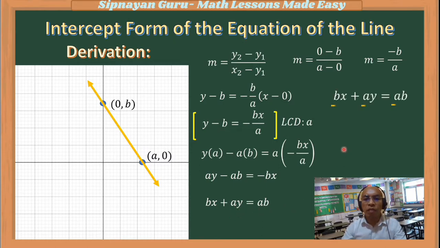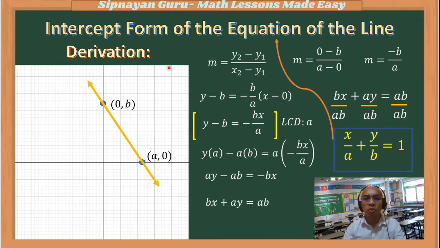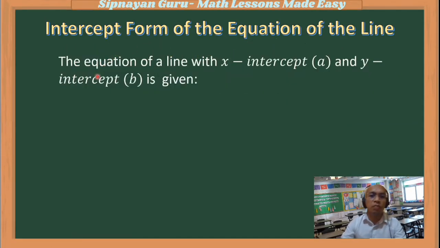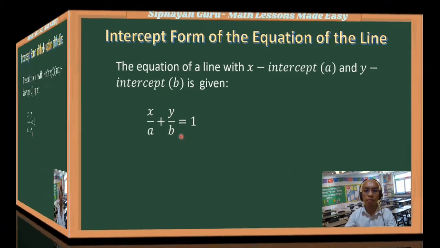Now, divide both sides of the equation by ab. ab divided by ab is 1. So, bx divided by ab, this would be x over a, plus ay divided by ab, cancel out a, this would be y over b. So, this is now called the intercept form of the equation of the line. The intercept form of the equation of the line is given by this formula: x over a plus y over b is equal to 1. So in other words, we can still find the equation of the line even without the slope, provided that we have the x-intercept and the y-intercept.